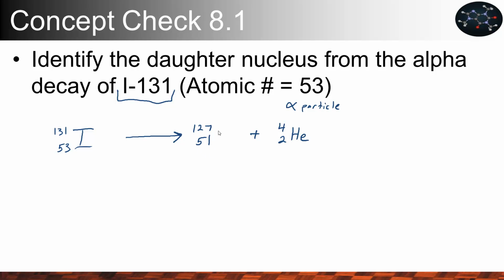And if we look that up on the periodic table, that's antimony, Sb, and that's the element. We know the symbol from the periodic table; you just have to look it up and see what's 51. And this is how we write out an alpha decay type reaction. We can check it and say 51 plus 2, does that equal 53? Yes. 127 plus 4, does that equal 131? Yes. So we know this is right.